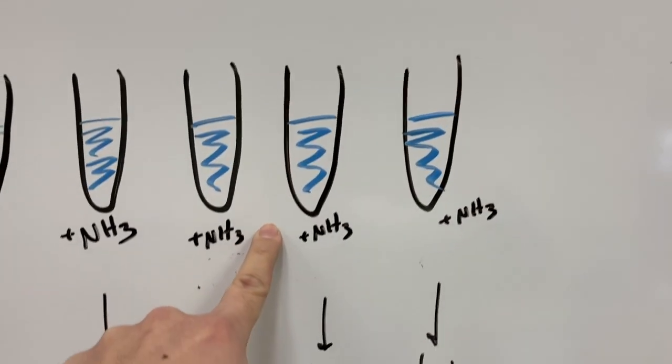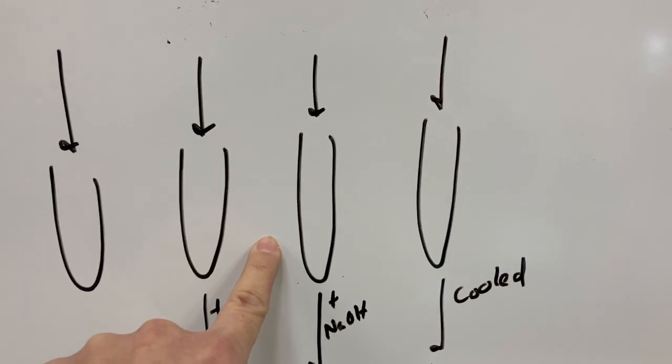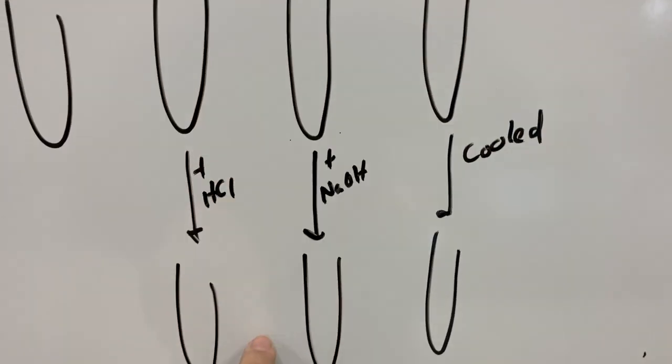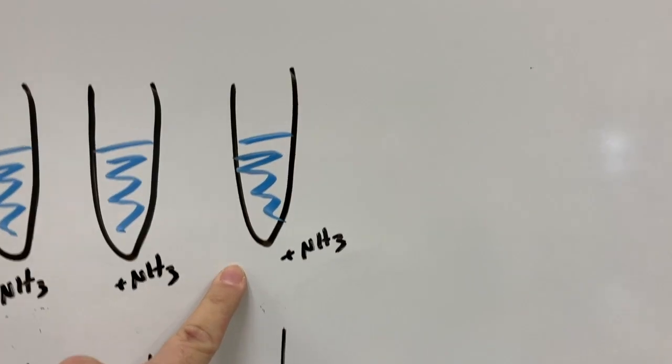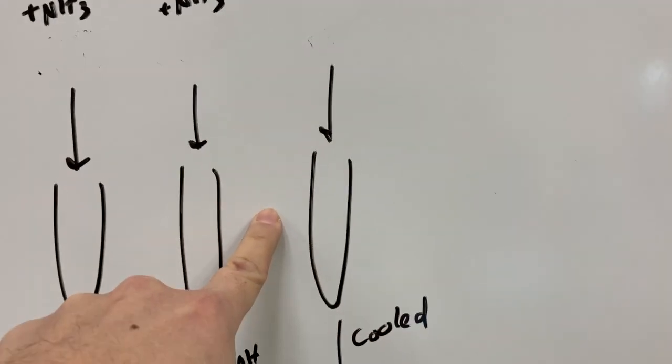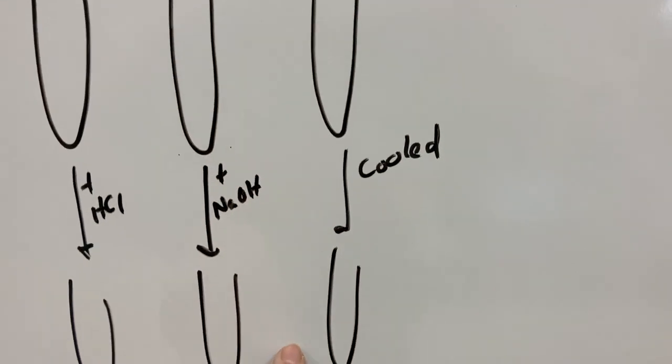In the next tube, we add ammonia, and then we're going to add sodium hydroxide to that. And then in the final tube, we add the ammonia, and then we're going to change the temperature and put it into an ice bath and see what happens.